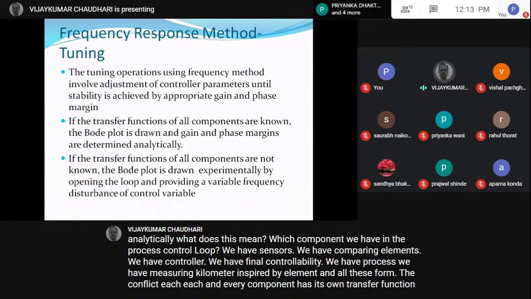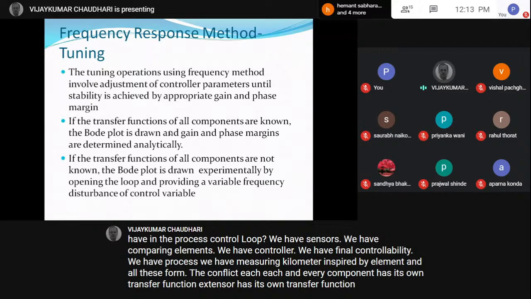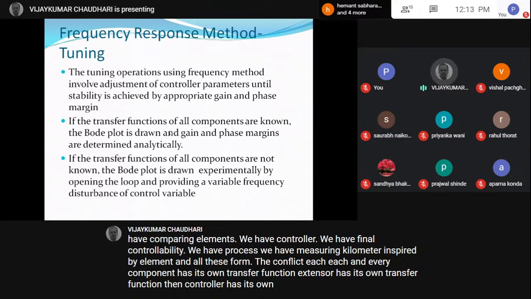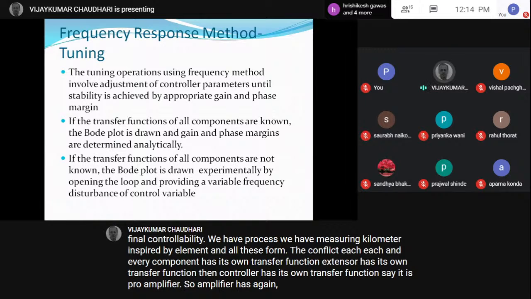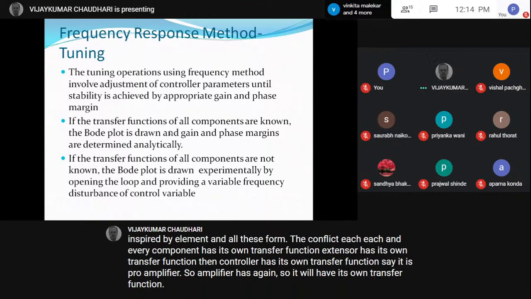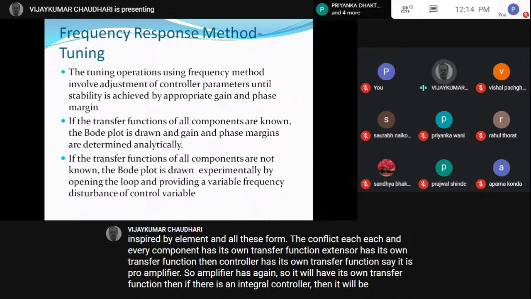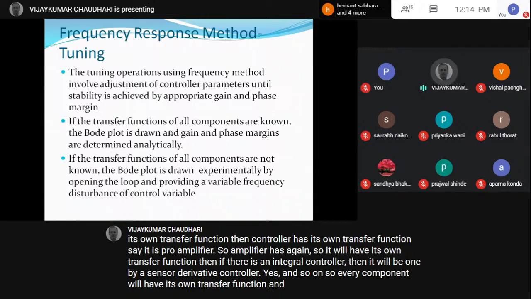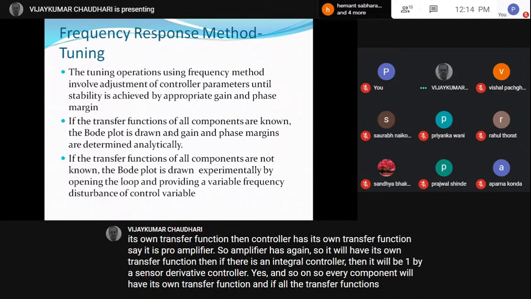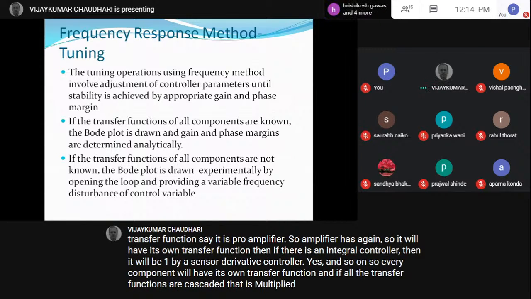A sensor has its own transfer function, then the controller has its own transfer function. Say it is an amplifier, so the amplifier has a gain, and it will have its own transfer function. Then if there is an integral controller, it will be 1 by S, and a derivative controller S, and so on. So every component will have its own transfer function, and if all these transfer functions are cascaded, that is multiplied, then we get the overall transfer function of the system.